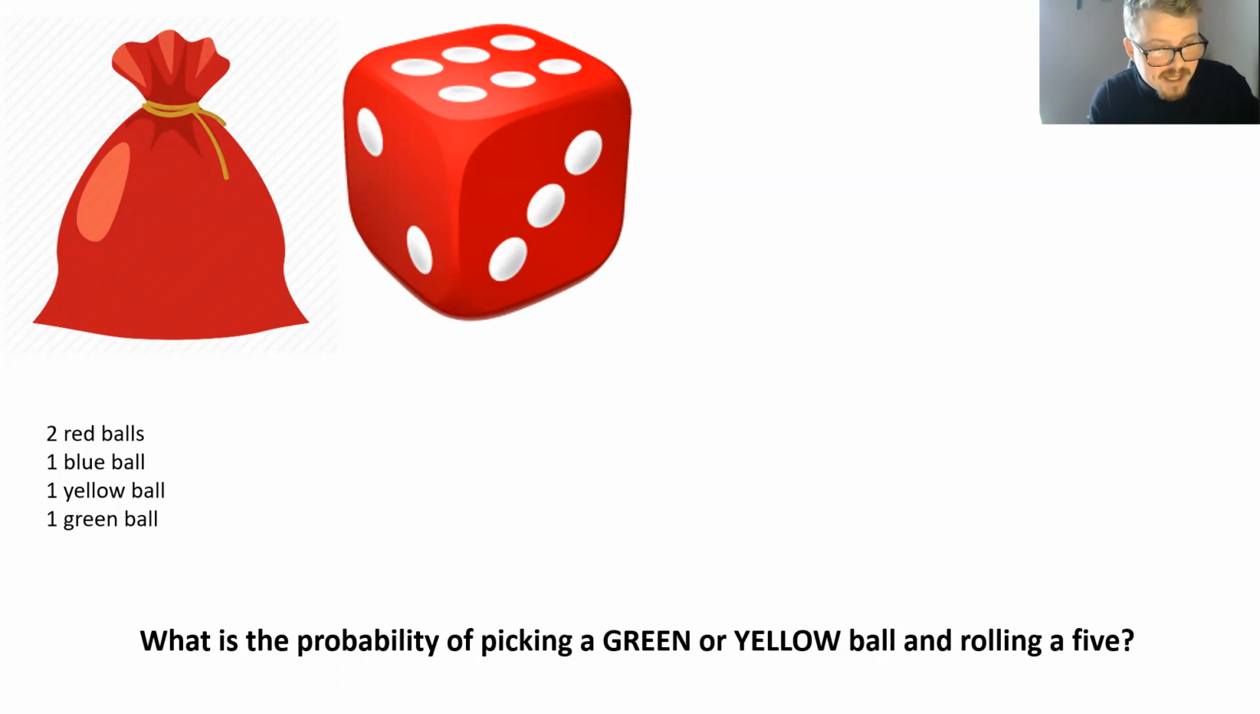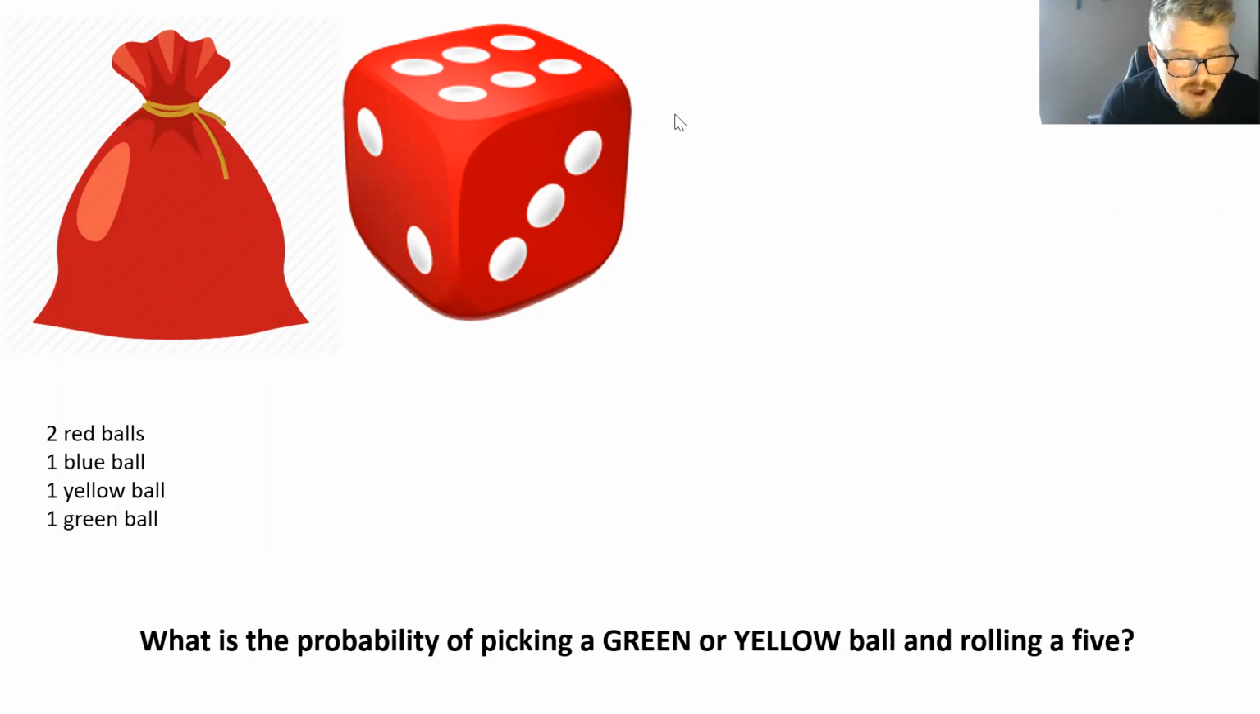Okay, so dual probability. This man says to you, I have a sack of balls and I have this die here. Now, in the sack of balls, I've got 2 red balls, 1 blue ball, 1 yellow ball, and 1 green ball. And of course, on this die, it's a standard one. So it's got numbers 1, 2, 3, 4, 5, and 6. And he says to you, if you pick a green or yellow ball and roll a 5, you can have anything you want, any prize that you can dream of. So your job is to work out, do you have a 50% chance or more than a 50% chance of winning that prize? Now, let's see how we work this out.